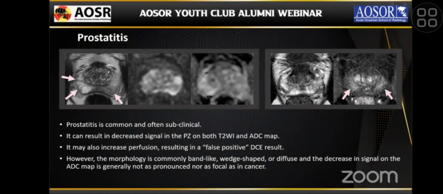Here are 2 cases of prostatitis. Prostatitis is common and often subclinical and can mimic cancer on MRI by causing decreased signal on T2 weighted image and ADC map and increased perfusion on DCE. However, prostatitis usually presents with band-like, wedge-shaped, or diffuse patterns rather than focal lesion, and hyperintensity on the ADC map is generally not as pronounced nor as focal as cancer.